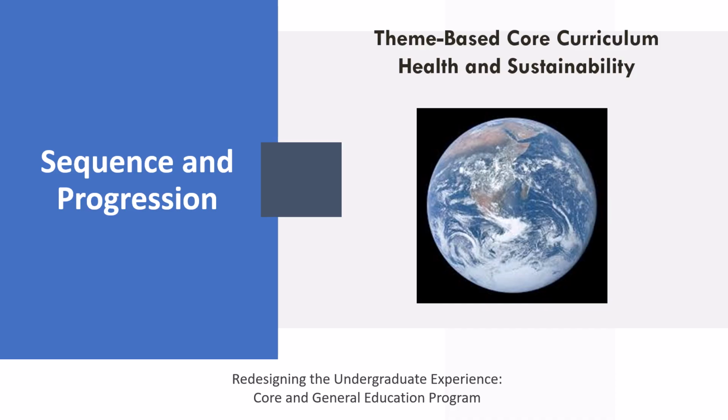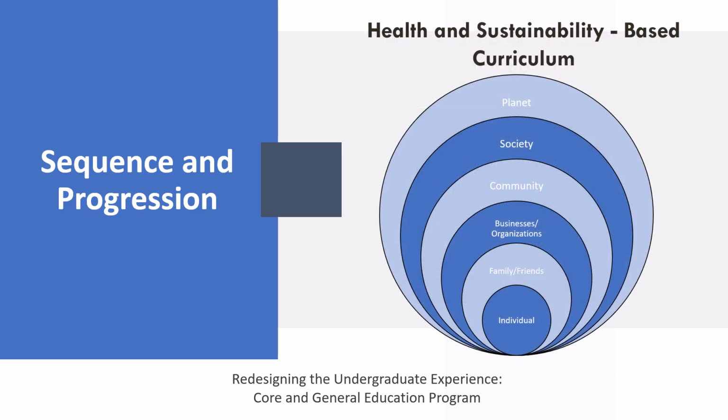For example, a theme-based core curriculum can be designed around the theme of health and sustainability. To incorporate sequence and progression into the design of this curriculum, initial courses or experiences may focus on helping students understand and assess the factors that impact their personal health and well-being, and design experiences that help students develop the knowledge, attitudes, skills, and habits to maintain their personal and their family's health and well-being. Subsequent experiences may focus on increasingly more complex issues such as promoting health, well-being, and sustainability within businesses and communities, society, and the planet.